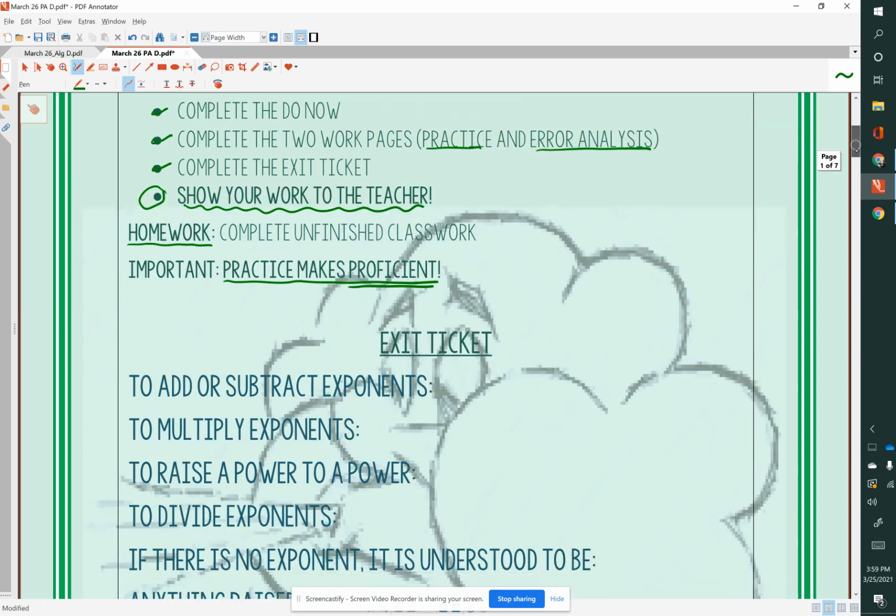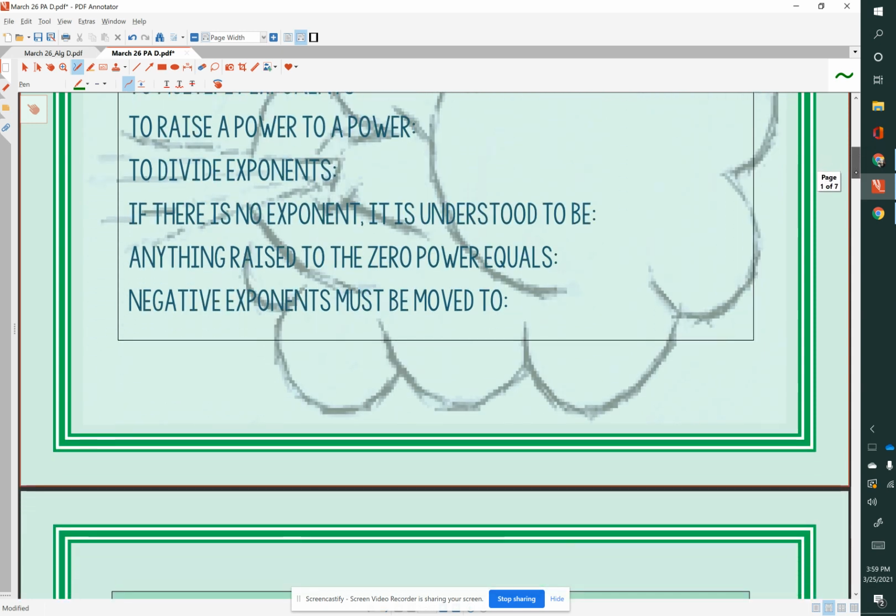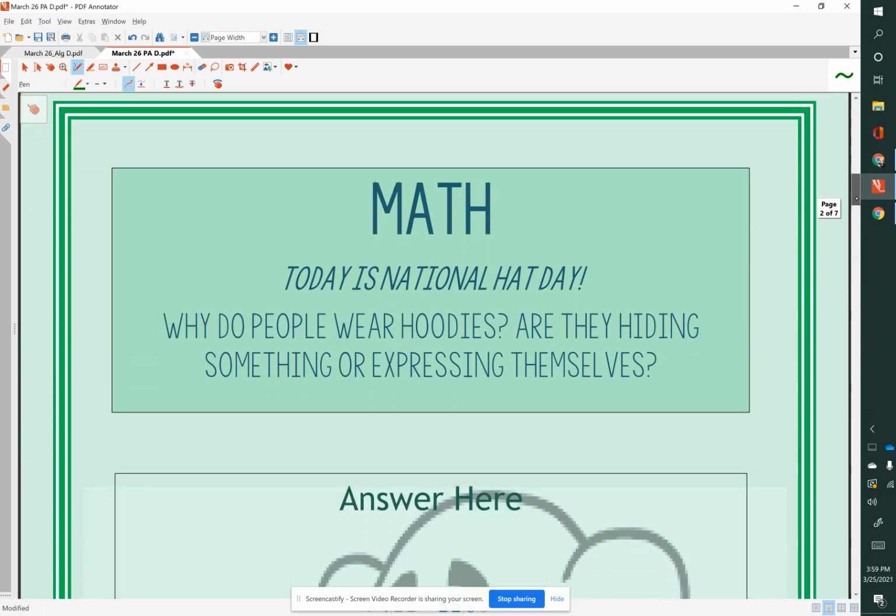So we do have an exit ticket. It's got quite a few things to it, so we're going to go through each one of these as we get to the end of our lesson. So let's move on to our do now prompt.